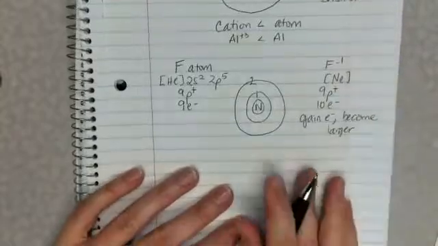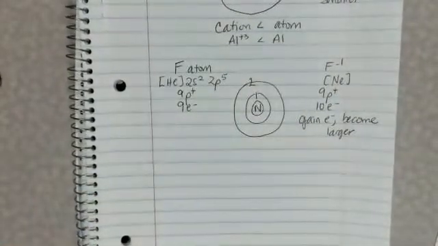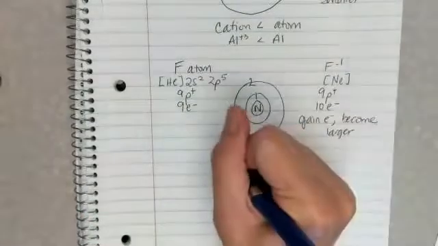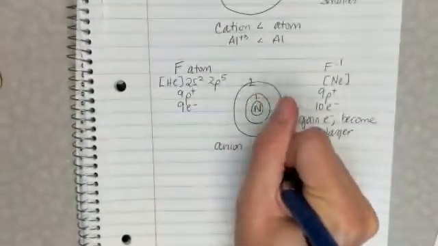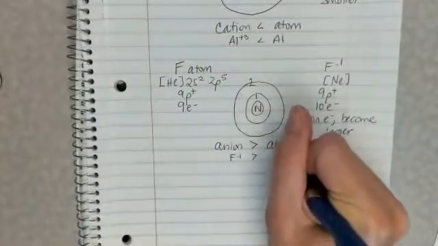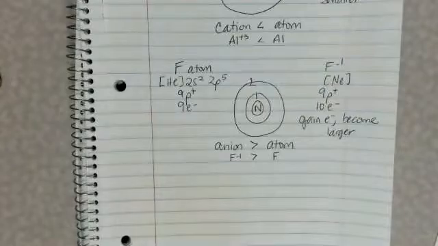All right, now typically it's not as much of a difference as when you do the cation and you actually empty out an entire shell, but it will make it larger. So your anion is always larger than the atom. So your fluoride is larger than your fluorine. All right, so that's ionic size.